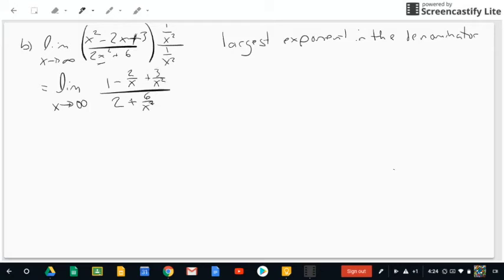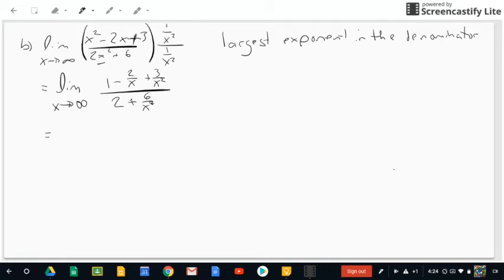Now, bear in mind that what I've multiplied by here is just 1. 1 over x squared divided by 1 over x squared is equal to 1, unless, of course, x is 0. But that's not even an issue here because I'm letting x go off to infinity. So that's not a problem at all.